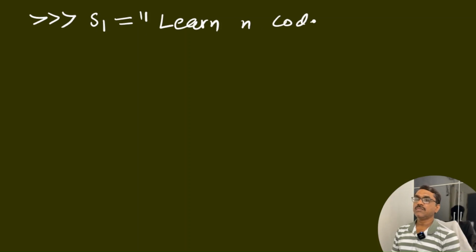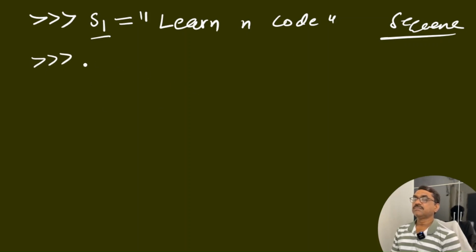Now let us go to the Python shell. This is the Python shell. Here I'm going to use a variable s1. S1 is equal to, in double quotes, or you can use single quotes to represent the string, I'm writing learn and code. This is the string I have given. Now S1 is a string, which means that this is a specific sequence. S1 is learn and code.